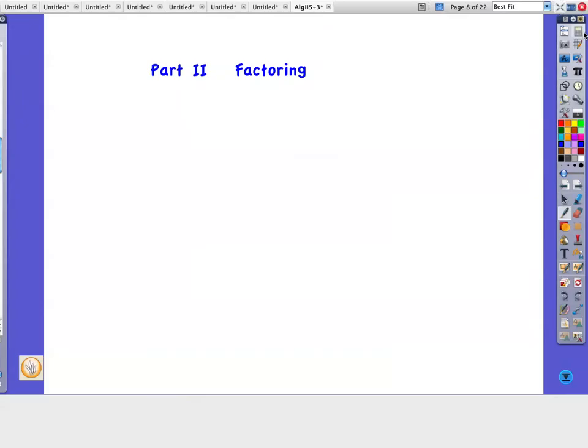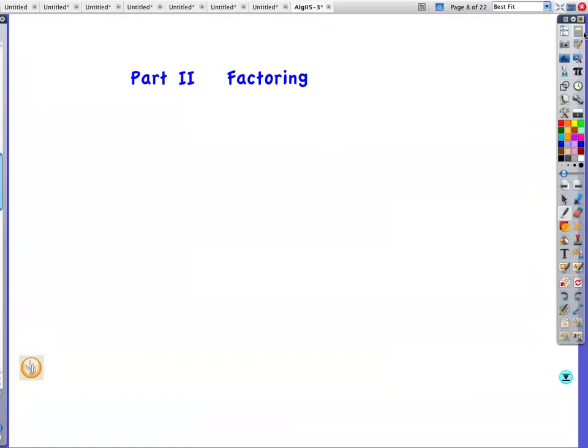Okay, we are now on section 5.3, and we are now looking at the factoring portion of the section.